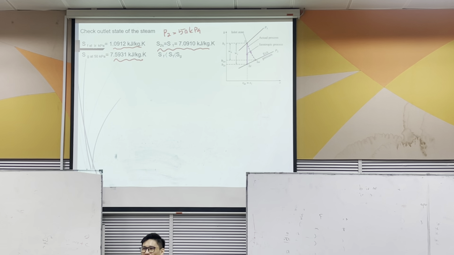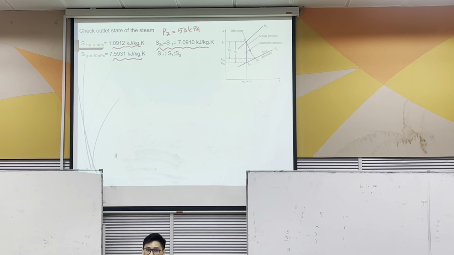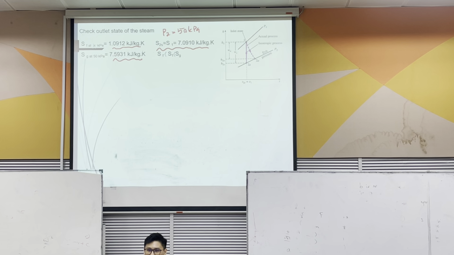Then only now you know that you should find the quality. Even though just now I said quality is wrong, that was because you didn't have enough information to know whether you needed to find quality or not at that point. But now that you know, based on 50 kilopascal, that the S2S value is between SF and SG, you need to find the quality.